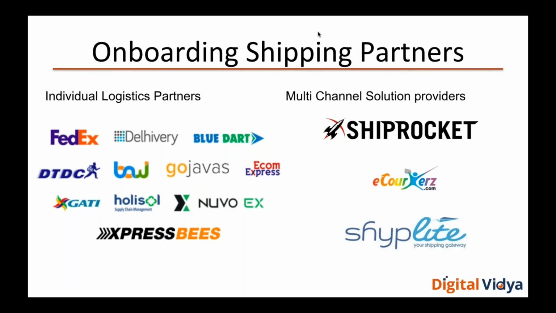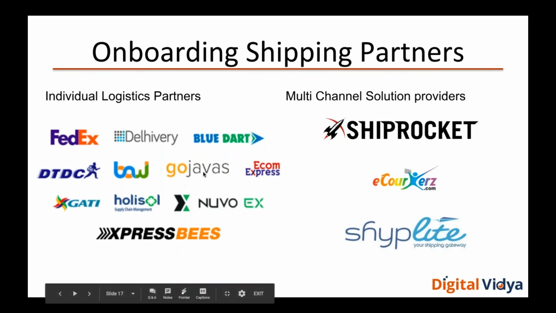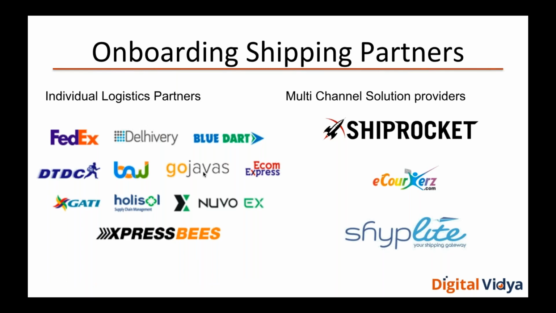If I talk about the logistics companies, there are companies like FedEx, Delhivery, Blue Dart, DTDC, Gojavas, Ecom Express, Xpressbees. These are a lot of different logistics companies available to make shipments. One option is to sign up with them directly and individually, like you need to sign up for a FedEx account, a Delhivery account, a Blue Dart account, give them all the documentation, get it all sorted, get the rates negotiated, and go live with shipping.